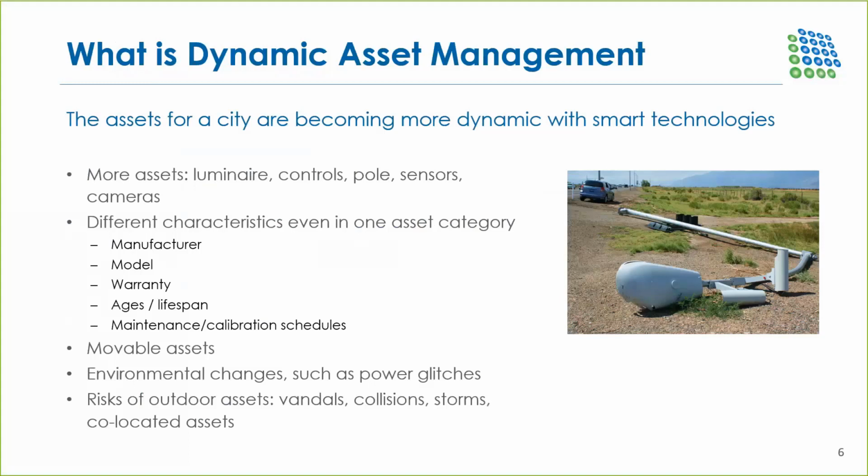And finally, certain aspects of the assets, like some of your sensors that you take on, might have different or special maintenance or calibration schedules that you also need to track. So there are a number of things to keep track of. And also, though, assets are typically in the outdoor world, and the outdoor world has lots of variability. It can be very chaotic.